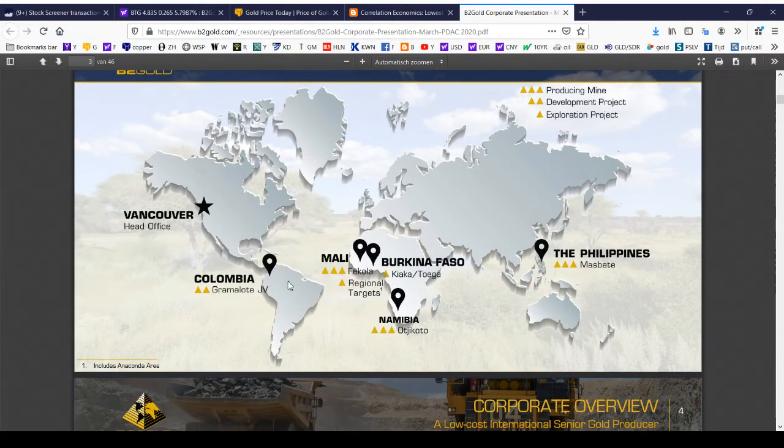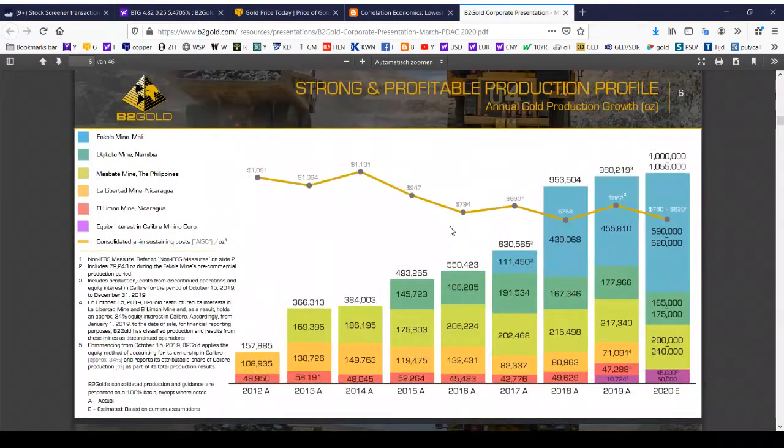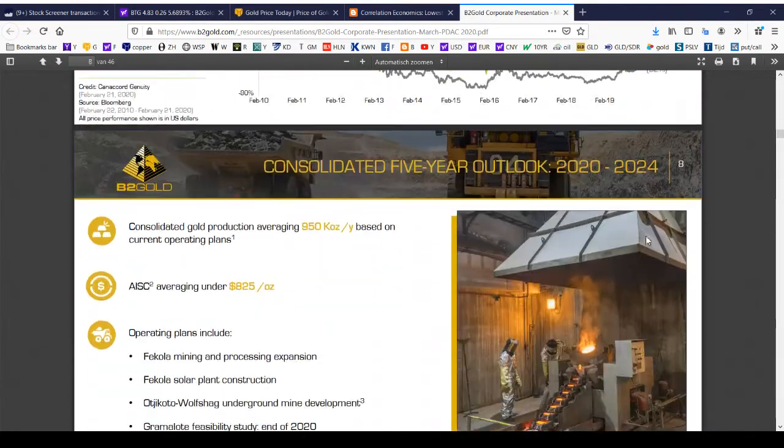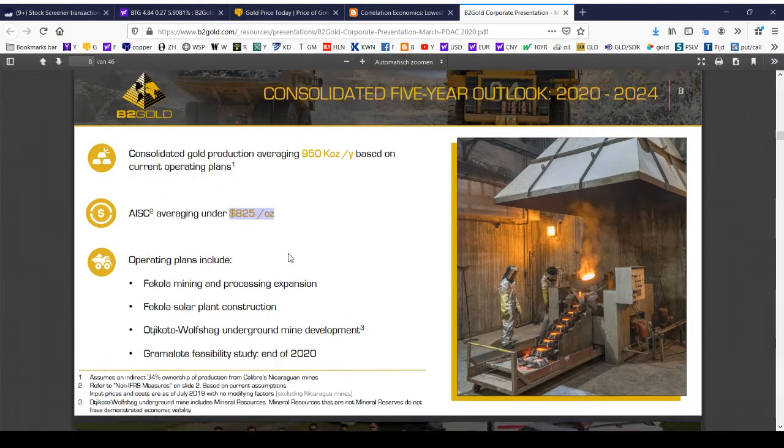So B2Gold has primarily mines in Africa, in Mali, so that's the Fekola mine, and also in the Philippines, and has an exploration project here with a PEA in Colombia, so that's a growth story here. You can see here the cash flow keeps going up. Costs keep going down and production goes up. So this is the largest part here, the Fekola mine in Mali. AISC is around 800, which is below 1000, so that's good.